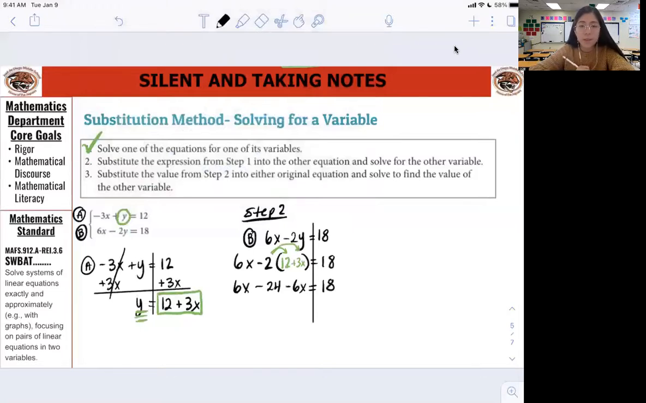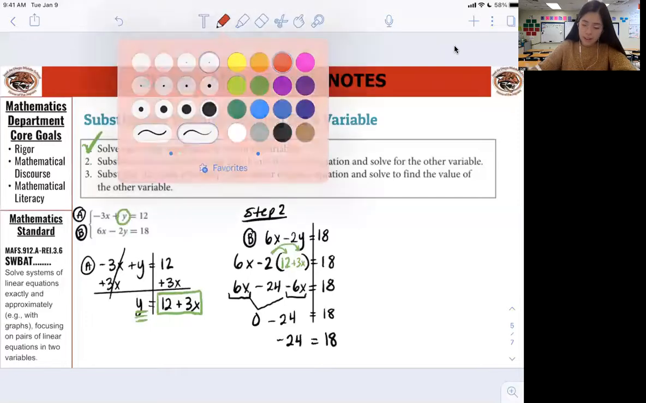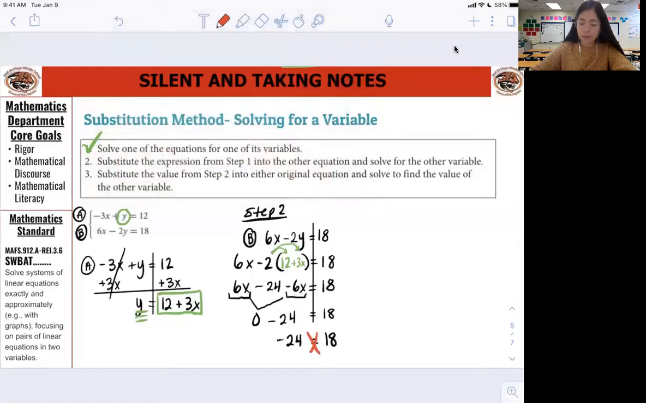Next step is to combine like terms. I have 6x and negative 6x. Well, 6 minus 6 is 0. They cancel out. I end up with 0 minus 24 equals 18. 0 minus 24 is negative 24. So I have negative 24 equals 18, but hold up. Negative 24 does not equal 18. Therefore, this is no solution.